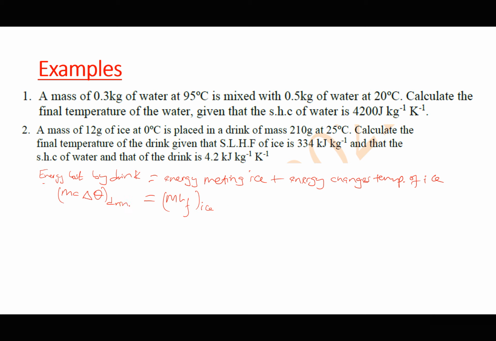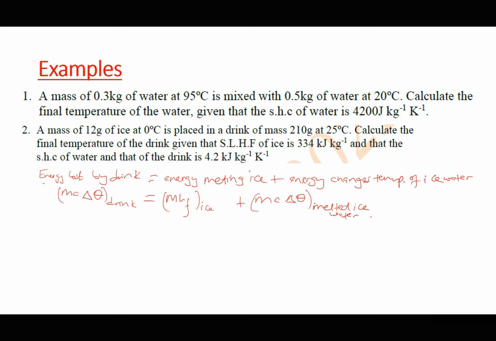This was for the drink. Plus the energy change which changes the temperature of the ice. Remember, this will be mass, specific capacity of the ice, and now this is going to be ice water because it has already melted. So this will be mass of the ice, specific capacity of the ice water times the change in temperature of the ice water. So this will be the melted ice. It has already melted, which is equivalent to water now.